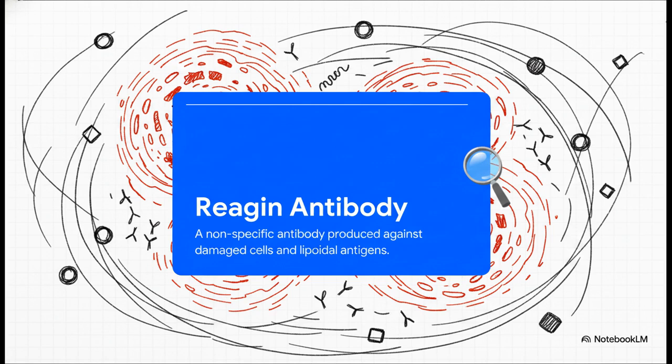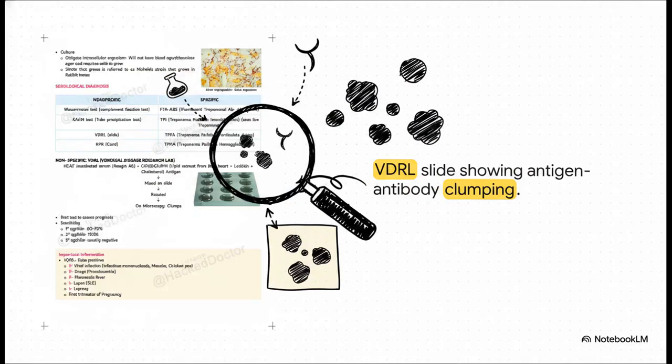So our primary screening tests aren't actually looking for the bacteria itself. They're looking for the collateral damage left behind in the body. This makes the dragnet highly sensitive, but as you'll see in a moment, it's very prone to catching innocent bystanders. The most famous of these screening dragnets is the VDRL test, which stands for Venereal Disease Research Laboratory.